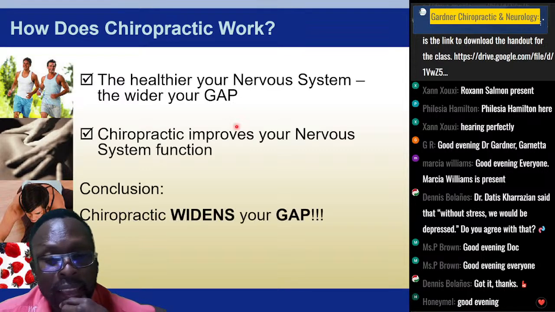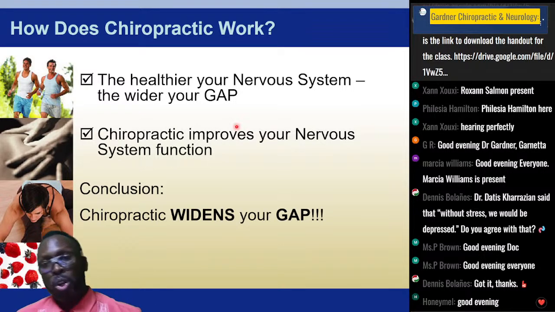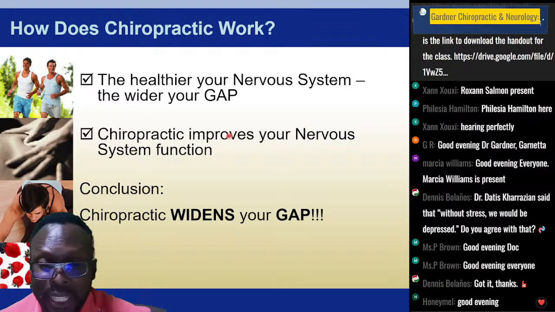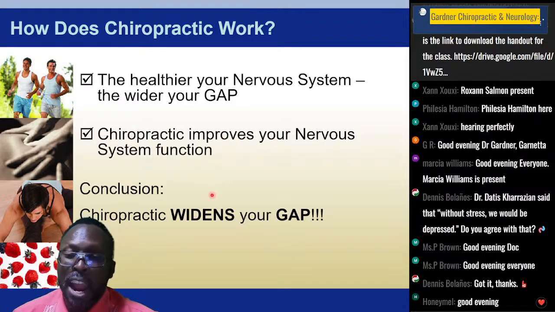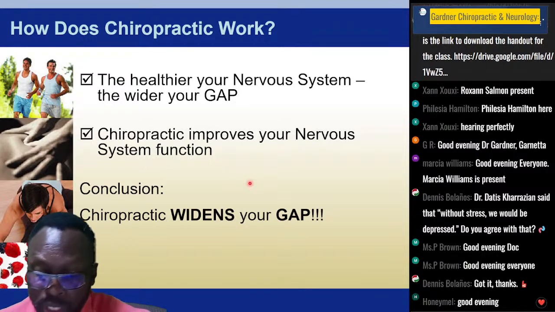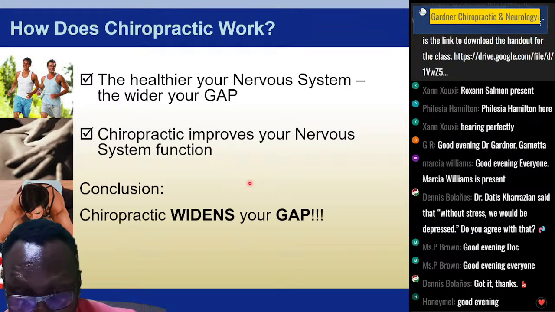The healthier our nervous system is, the wider our gap will be. So our goal is to improve our nervous system function in whatever way is possible. One primary way that we improve our nervous system function is through chiropractic care. Chiropractic care helps to widen our gap because it improves our nervous system function. But chiropractic care in and of itself will not be adequate to overcome the stresses that we can experience day to day as people.